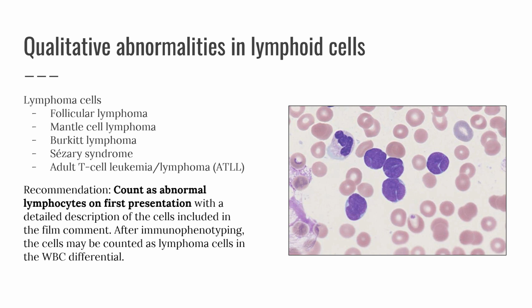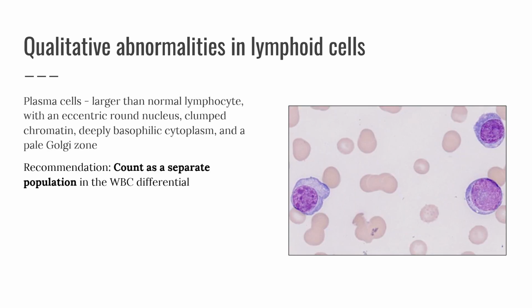The description of lymphoma cells specific for lymphoproliferative neoplasms would be better described in your books, your WHO classification of hematolymphoid tumors. The takeaway from this part is just that you have to count them as abnormal lymphocytes on first presentation, like your hairy cells, with a detailed description of the cells in the film comments. And again, like your hairy cells, after immunophenotyping, you may count them as lymphoma cells in the WBC differential count.